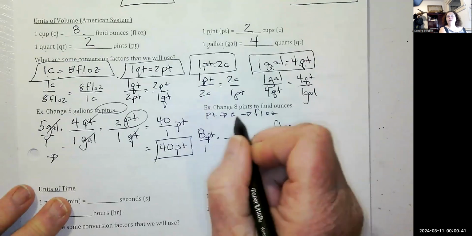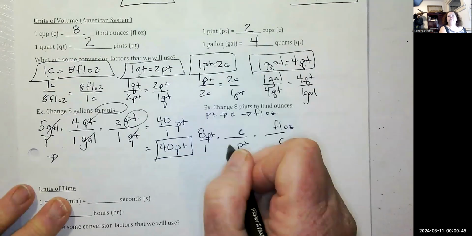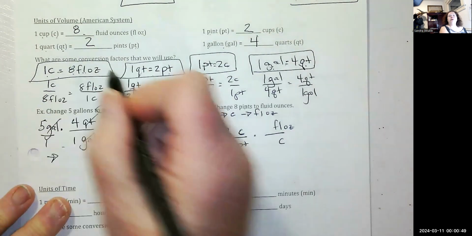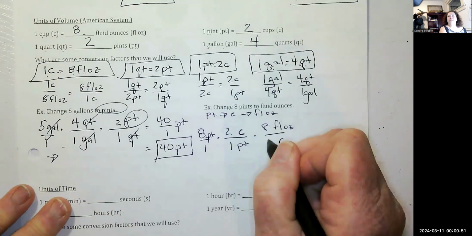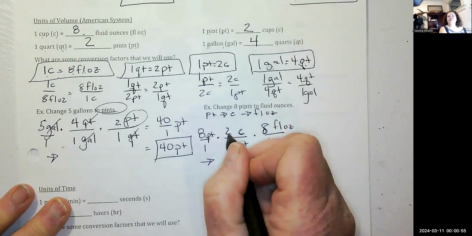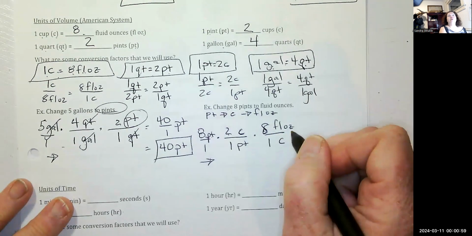Plug in my numbers. Pint to cup. Right here. 1 pint is 2 cups. And then cups to fluid ounces, 8 fluid ounces in a cup. It's an 8. Multiplying straight across, 8 times 2 is 16 times 2, well, I think it's 64 times 2 is 124.